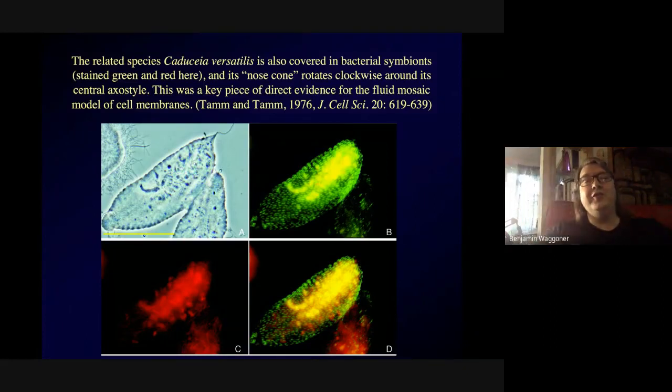In fact, Caducea used to be referred to affectionately as rubberneckia because its anterior end is constantly spinning, kind of like that scene in The Exorcist, I guess. And the reason this might actually matter to anybody who's not obsessed with termite guts is that when this was discovered in 1976, this was a key piece of direct evidence for the fluid mosaic model. That's the model that you probably learned for cell membranes, right?